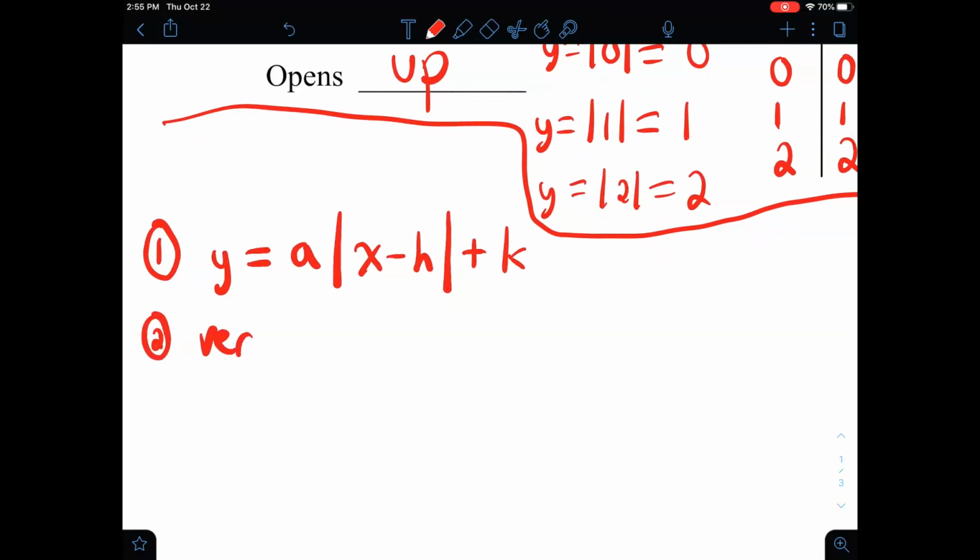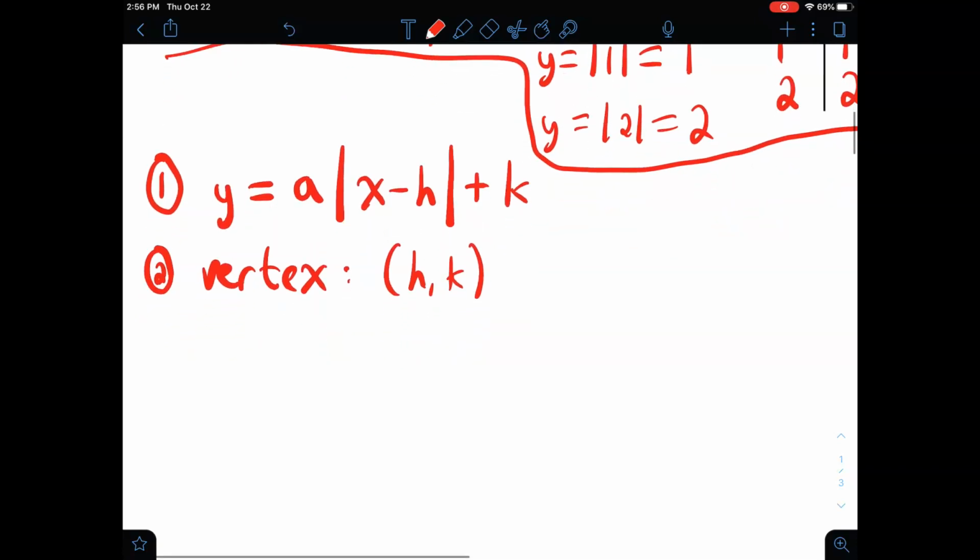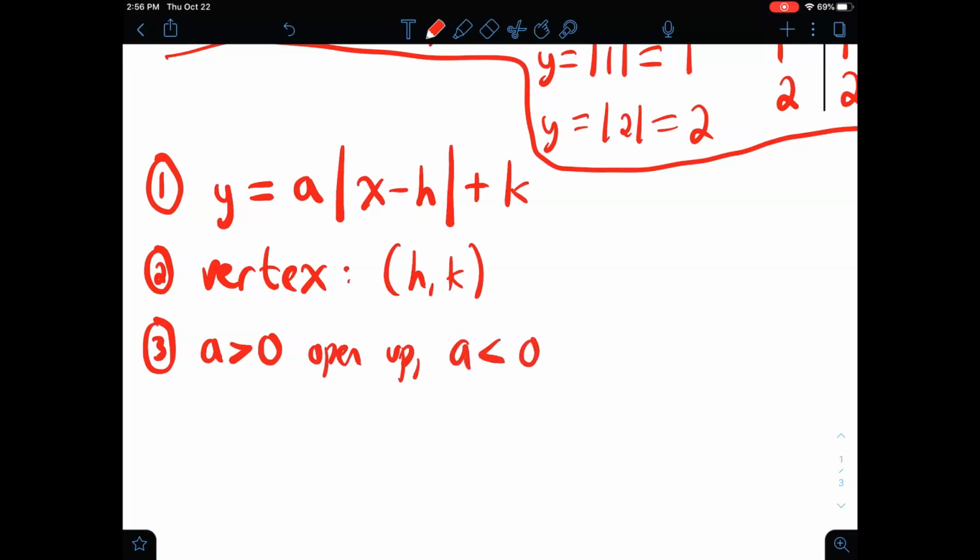Okay, the second thing we need to know is the vertex is going to be h comma k. H comma k. So remember, it's always x minus h right here. So you got to be careful. It's x minus h. So if this is a negative, this means h is actually positive. If this is a positive right here, h is actually going to be a negative. All right. Number 3. If a is greater than 0, it's going to open up. If a is less than 0, it's going to open down.